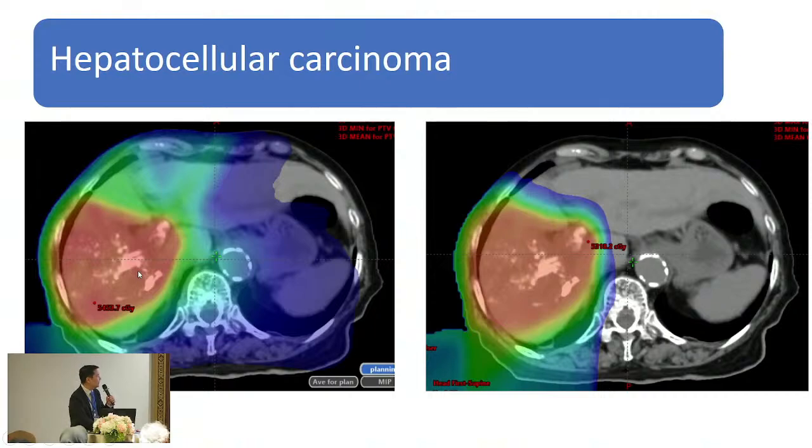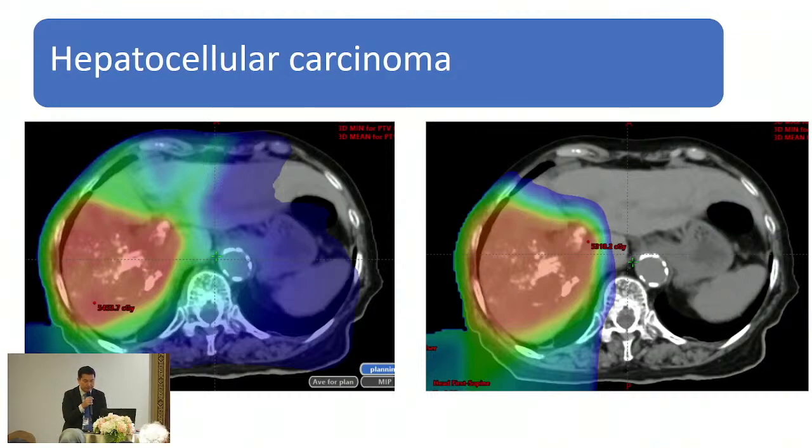For this imaging, this is the conventional radiation. That means we spread a lower dose of radiation throughout the body and focus on the area of the tumor. While if we do the proton, we can spare many parts, especially the normal liver. That is the benefit of the proton.